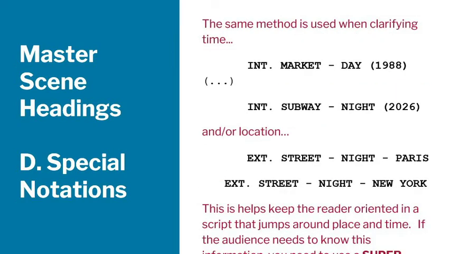Additionally, the same method is used when clarifying years or shifted locations. This helps keep the reader oriented in a script that jumps around place and time. If the audience needs to know this information, you need to use a super. Supers are used in narrative description and will be discussed in the next webinar.